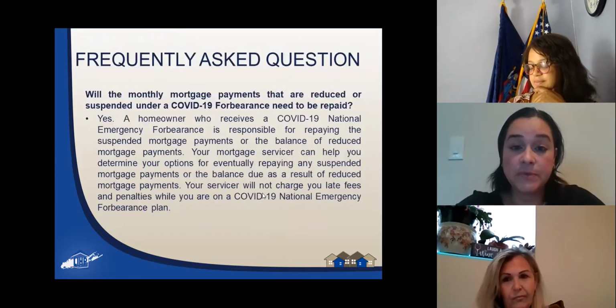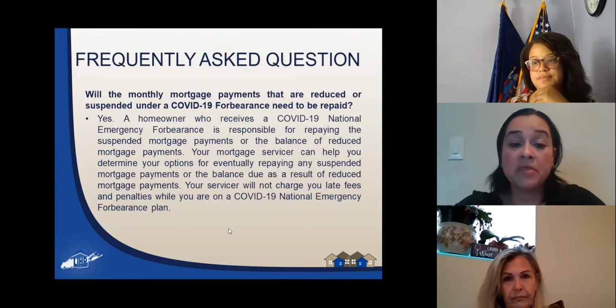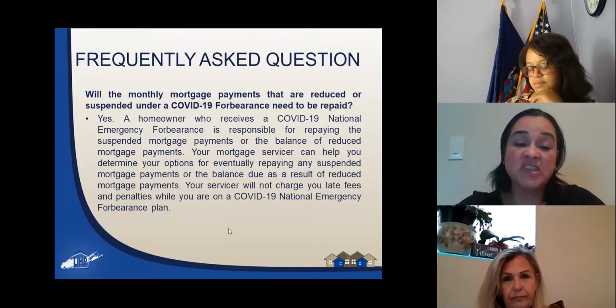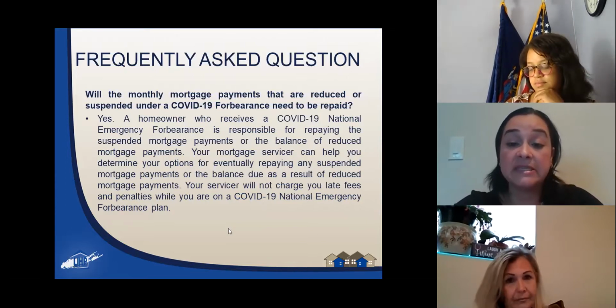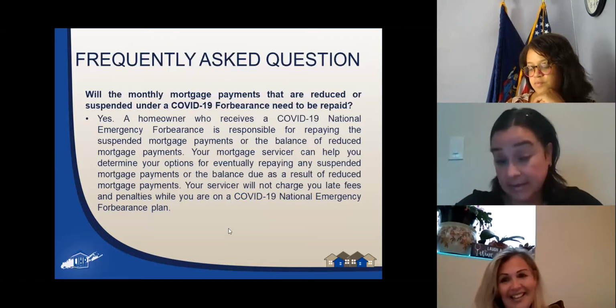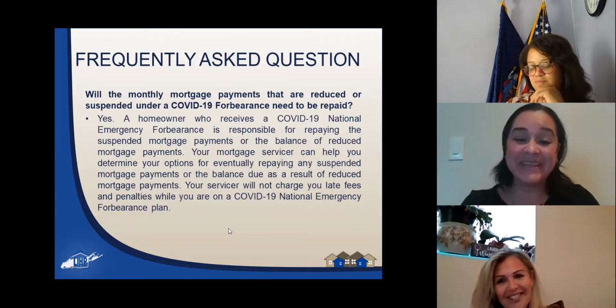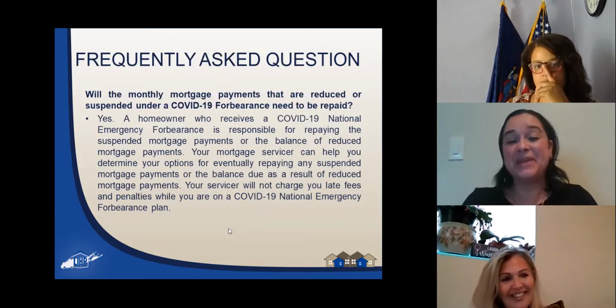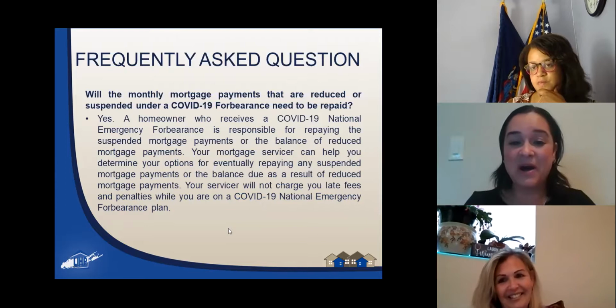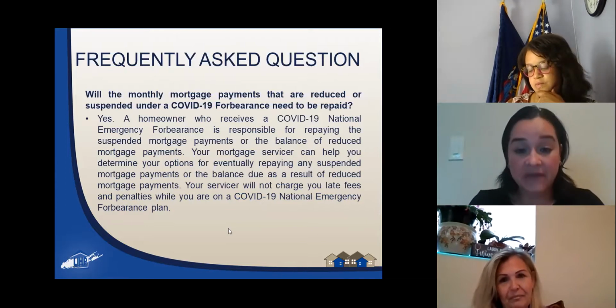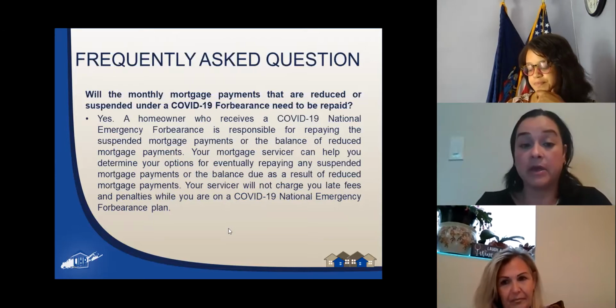Okay, what's the next one? All right, these are some frequently asked questions. Will the monthly mortgage payments that are reduced or suspended under COVID-19 forbearance need to be repaid? Yes, nothing's free. No free lunches. The lender is not giving you, non-payment, say, okay, we'll take it, no problem. No, yes, you definitely have to, some way or another, pay those months back. Okay. So like we said before, for those that think this is a free ride, it is definitely not a free ride to not make mortgage payments.